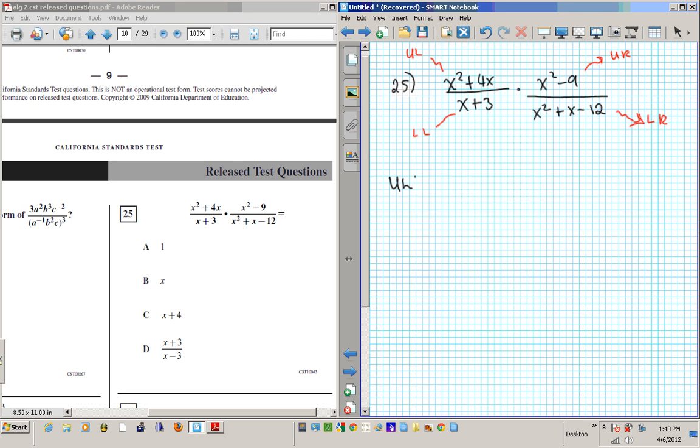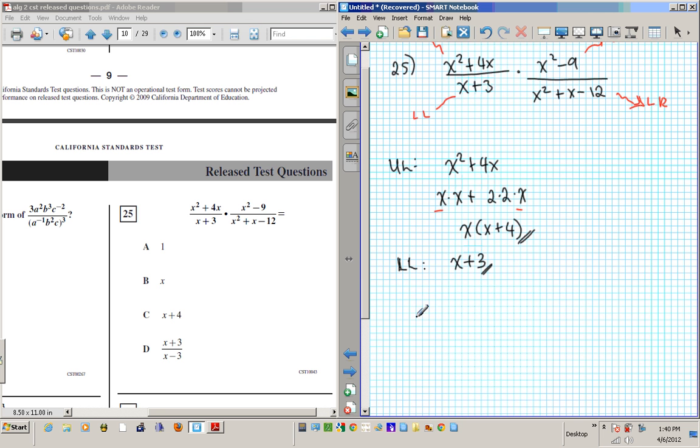Let's start with the upper left. Upper left, we have x squared plus 4x. Can I factor this? Let's break it down. x times x plus 4 breaks down into x times x, and x times 4. What can I factor out of here? I can take out an x, so I have x times x plus 4. This is the completely factored form of the upper left. Now let's take a look at the lower left. The lower left is x plus 3. Guess what? That's the factored form. There's nothing else I could do to that. It's prime.